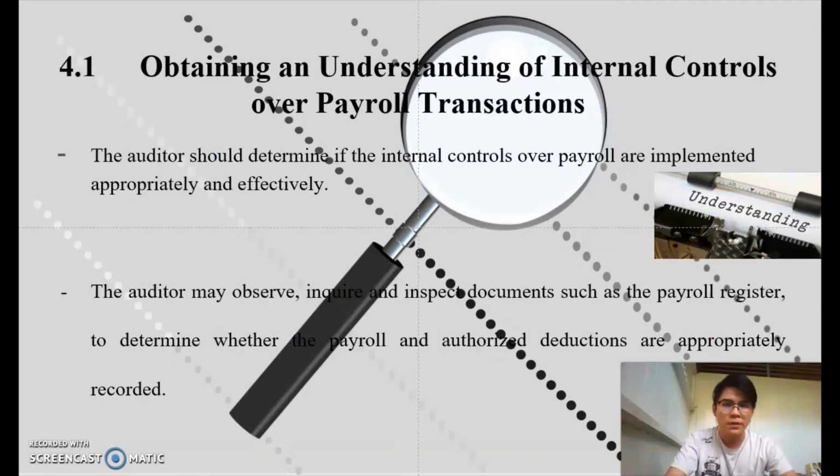Now we discuss obtaining an understanding of internal control over payroll transactions. To better understand the control over payroll, the auditor can prepare a written description or flowchart or complete an internal control questionnaire on payroll transactions. The auditor should determine if the internal controls over payroll are implemented appropriately and effectively. For example, the segregation of functions between HR and payroll disbursement can be observed by the auditor. The auditor may also inquire and inspect documents such as the payroll register to determine whether the payroll and authorized deductions are appropriately recorded.